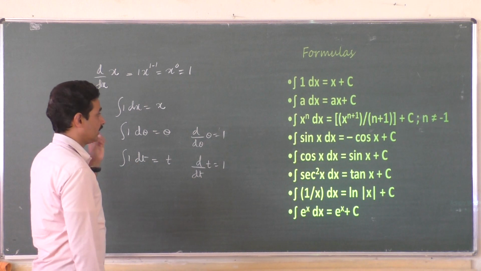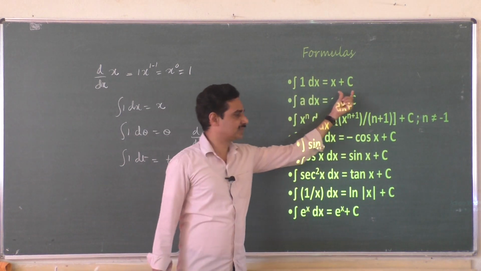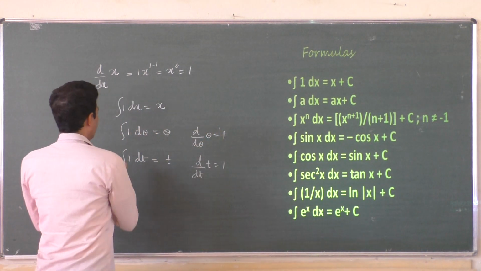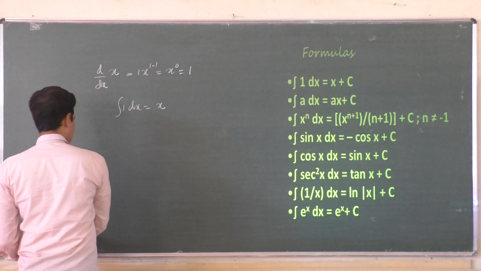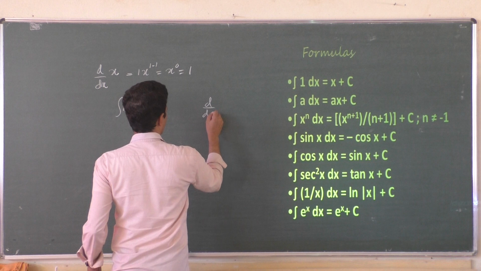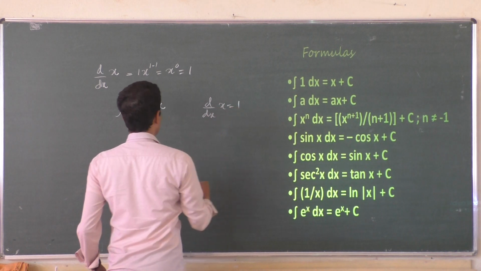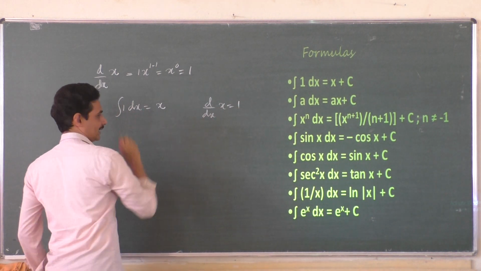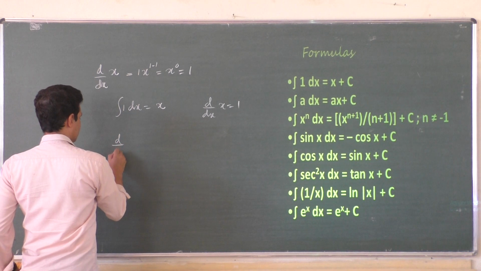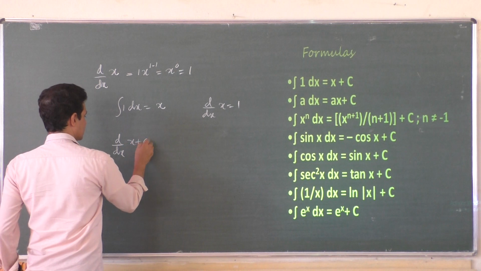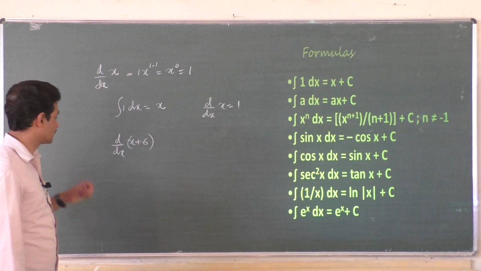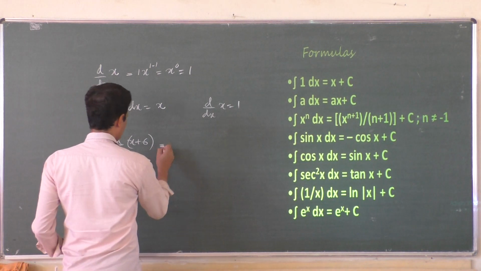Now the problem is that constant c. From where did you get this constant c? Now suppose you get back to this one. Integration of 1 dx is x, correct? Because d by dx of x is 1, that's why we write integration of 1 is x. But you will surprisingly find that d by dx of x plus 6 is also 1. What is the value of this? Differentiation of x plus 6 is also equal to 1.